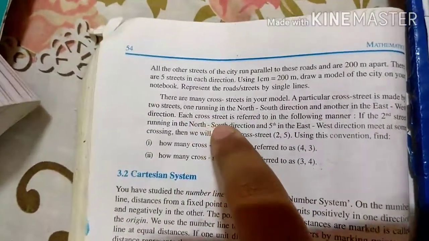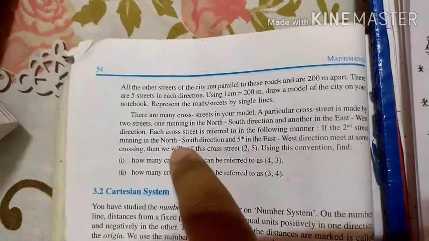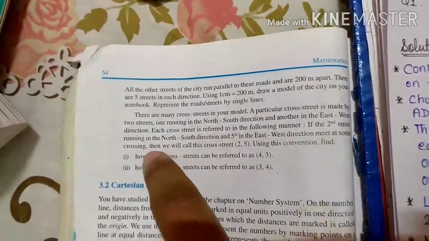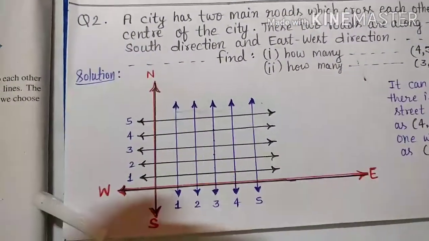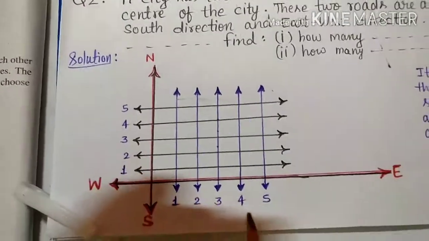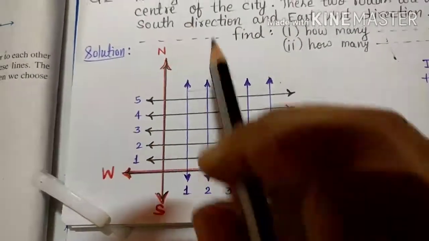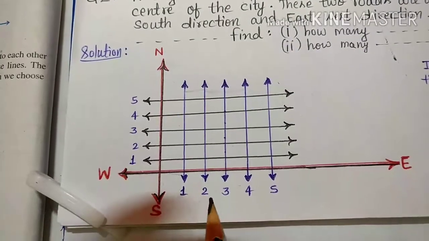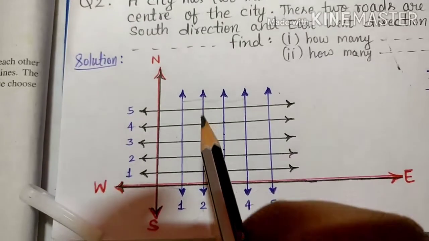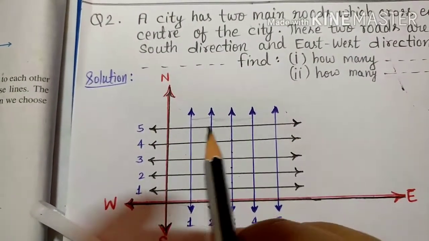Now each cross street is referred to in the following manner: if the second street running in the north south direction and the fifth in the east west direction meet at some crossing. Now what they are saying, if the second street which is along the north south direction, just check 1, 2, which is along the north south, because this is north south, vertical. So which one is the second one? North south direction, this one. This is the second street going in the north south direction, and then they are saying the fifth street which is going along the east west direction, this one.